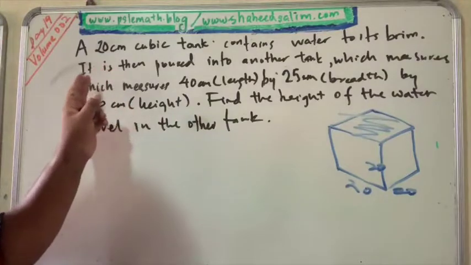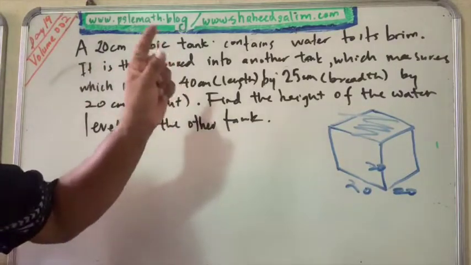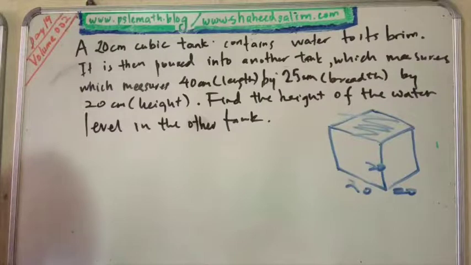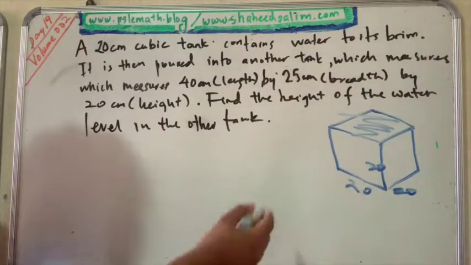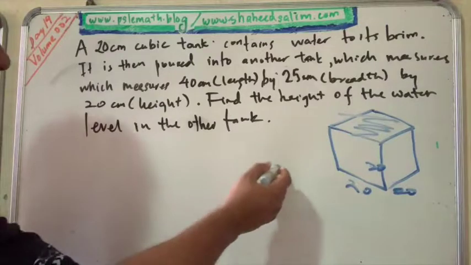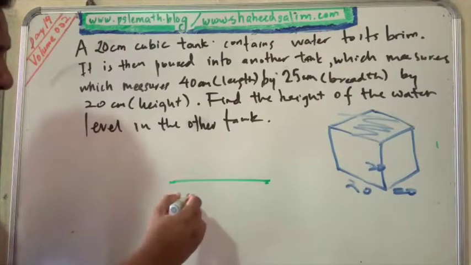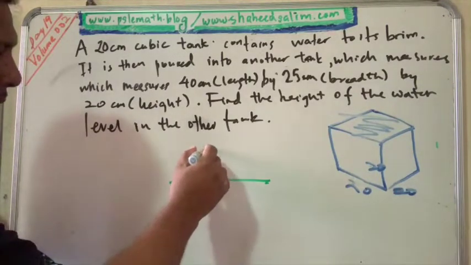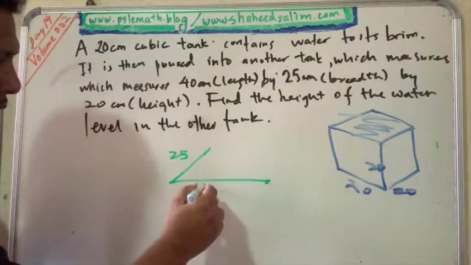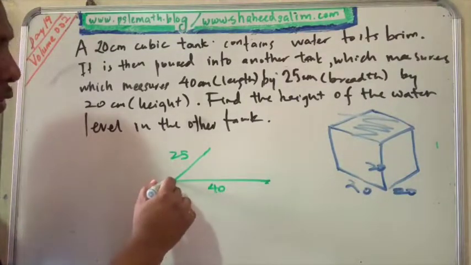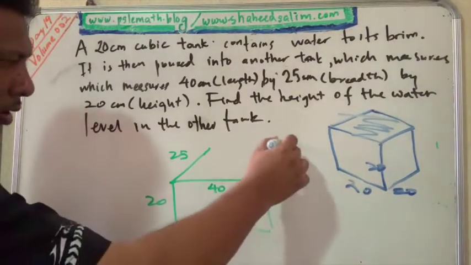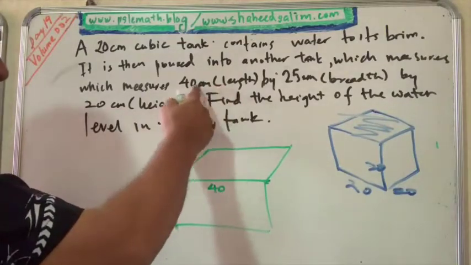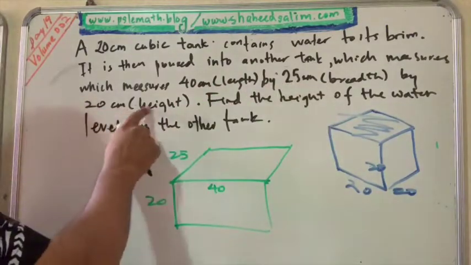The water is then poured into another tank. And what is this new tank like? Well, it is 40 cm by 25 cm by 20 cm. And they tell us the dimensions in its length, its breadth, and its height.